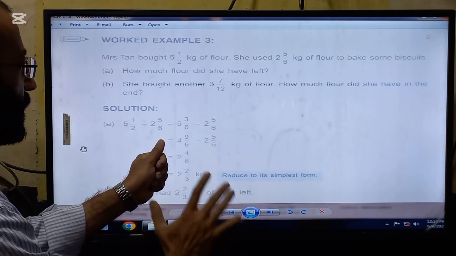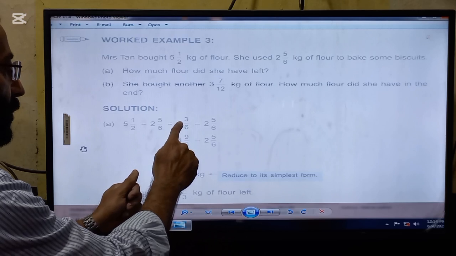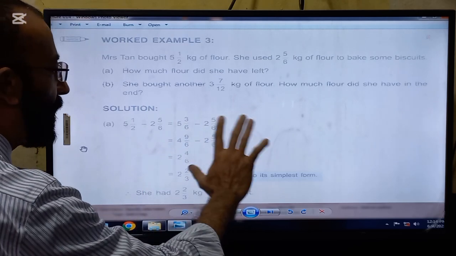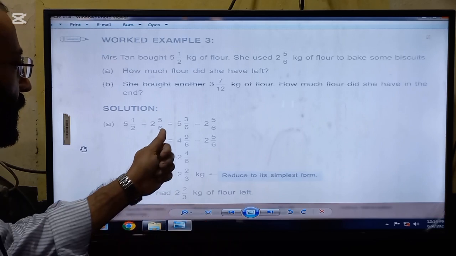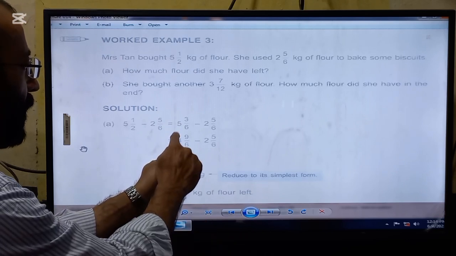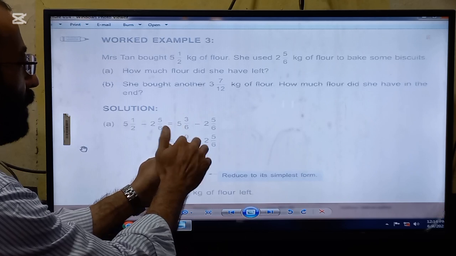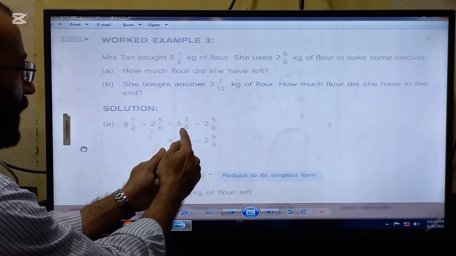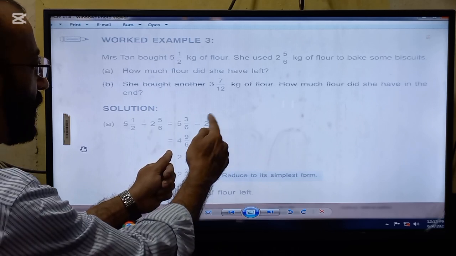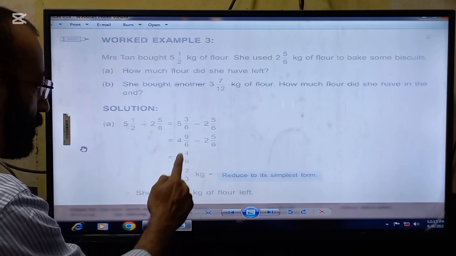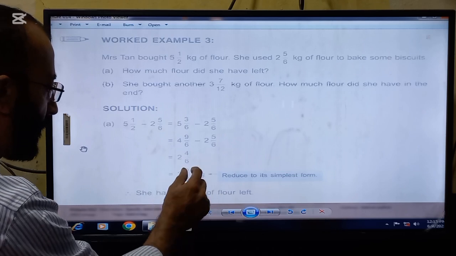Okay, this is because now this 3 is lesser than this, because 3 minus 5 will become minus 2. This is the reason we are taking 1 from 5. So here will be 4 now, and this 1 will become 6 by 6. So 6 will be added to this, so it will become 9, and this 6 will remain as it is. This number will remain as it is. So now 4 minus 2 will be 2, 9 minus 5 will be 4, and 6 as it is.